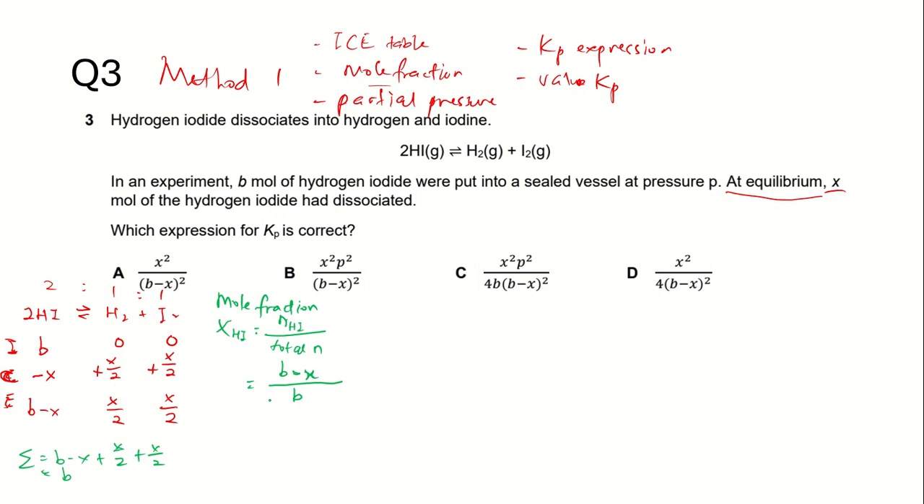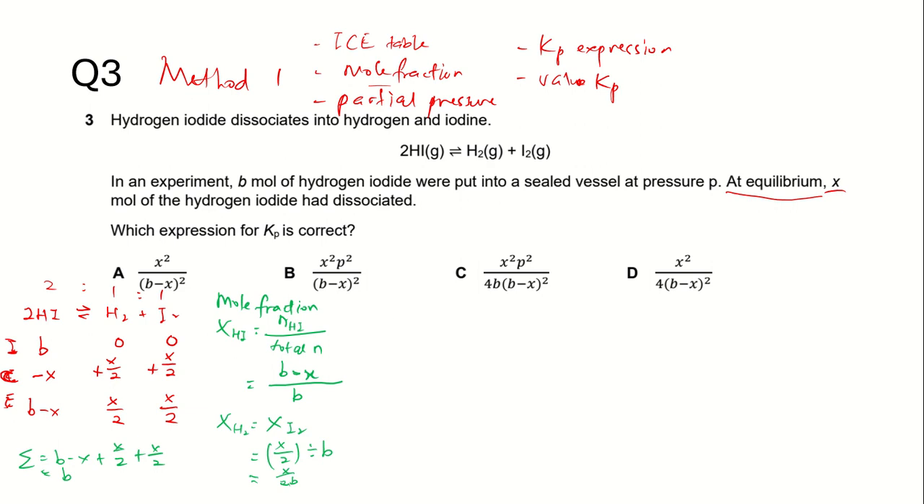So this will be the mole fraction of hydrogen iodide at equilibrium, B minus X over B. Now, mole fraction of hydrogen is the same as mole fraction of iodine because X over 2, X over 2. So it'll be number of moles of H2 or I2 divided by the total number of moles, which is B. So the mole fraction will be X over 2B. So we have found the mole fraction.